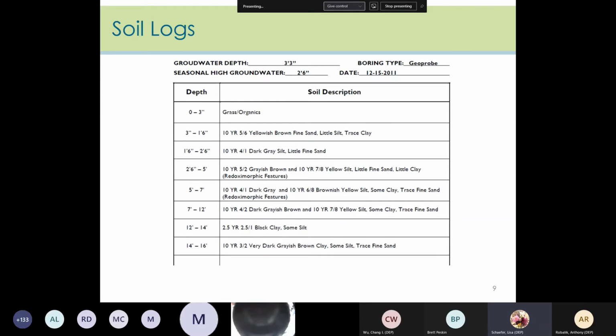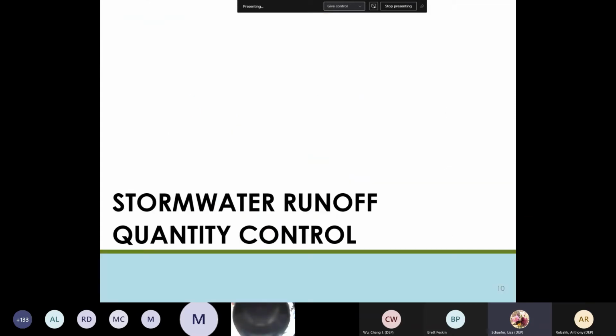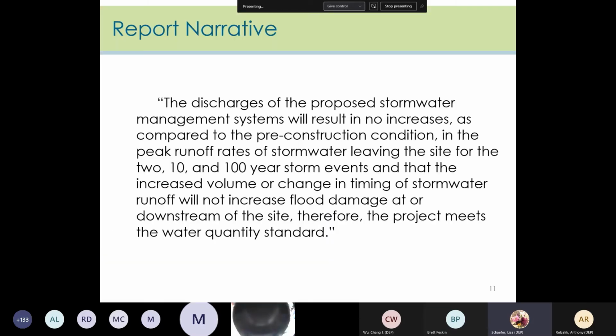Now, I don't have the information on how many other test pits were conducted, but just like the other examples, you would be checking to make sure that the location of them met the standards of Chapter 12. All right, so let's look and see what was actually in the report and how it does or does not meet the quantity control standard.